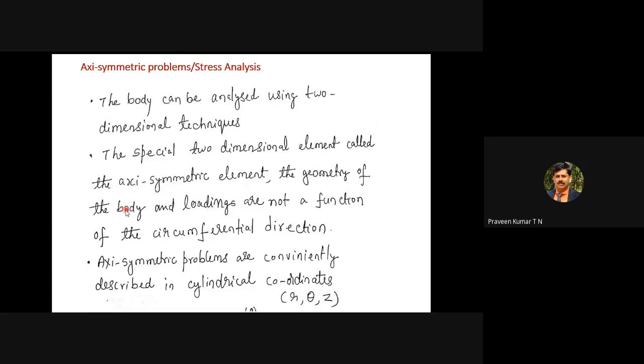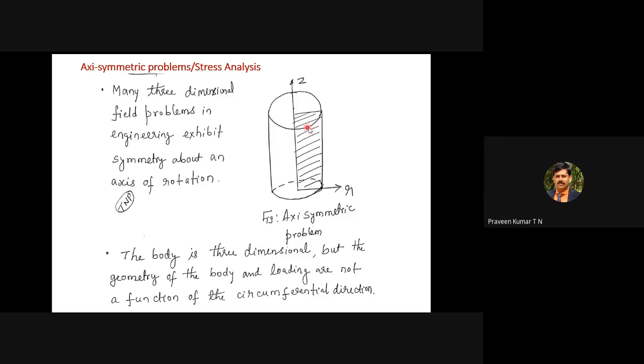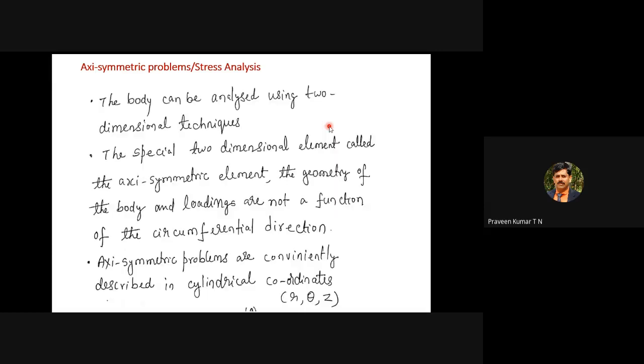The geometry of the body and loading are not a function of the circumferential direction. If load is acting here as 100 Newton, here also 100 Newton, here also 100 Newton, here also 100 Newton, it is independent of theta. But suppose load is acting here as 100 Newton, here it is 500 Newton, then it is a function of theta. As theta changes, the loading also changes. Such types of problems do not belong to axisymmetry problems.